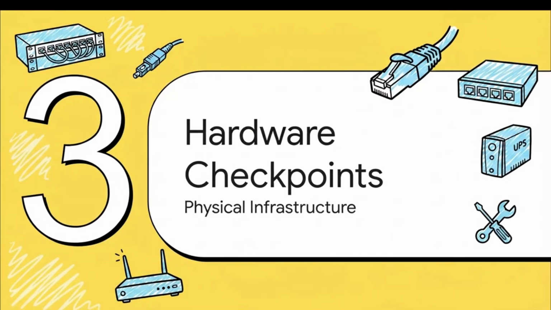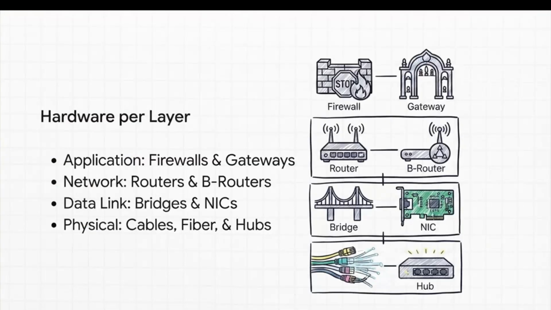Which brings us to Section 3, hardware checkpoints, the physical infrastructure. As we map the hardware to these layers, you'll notice firewalls and gateways sit right up at the application and transport layers. They act as your main gate to the outside world. Dropping down to the network layer, routers are absolutely critical here. They act as the very foundation the entire internet is built upon, mapping IP addresses from source to destination.